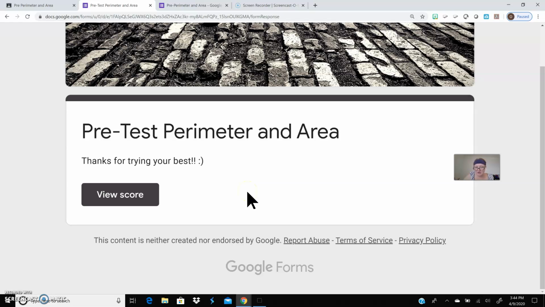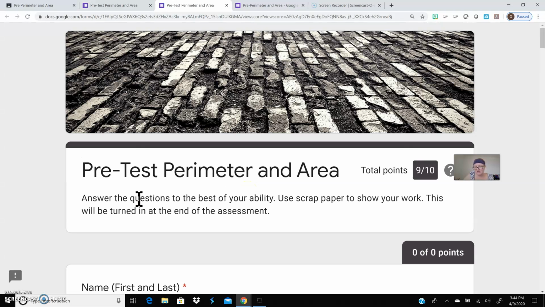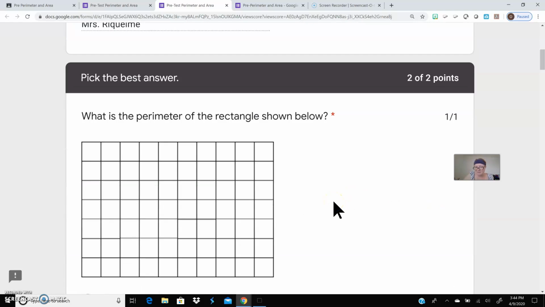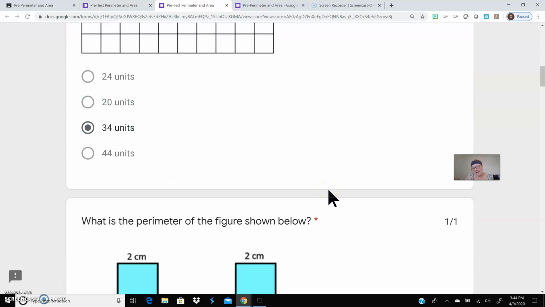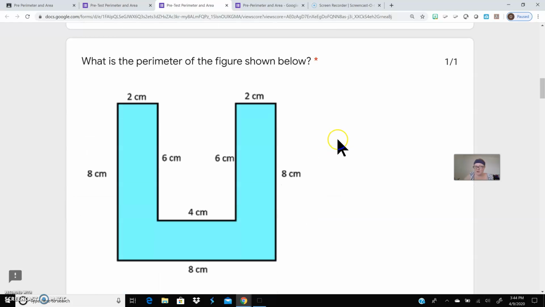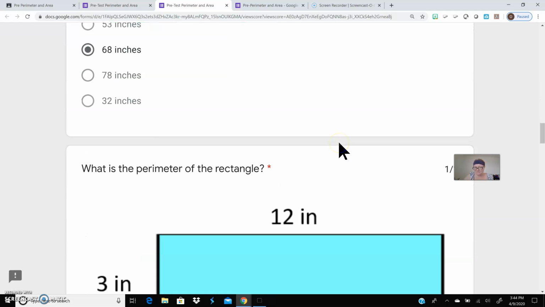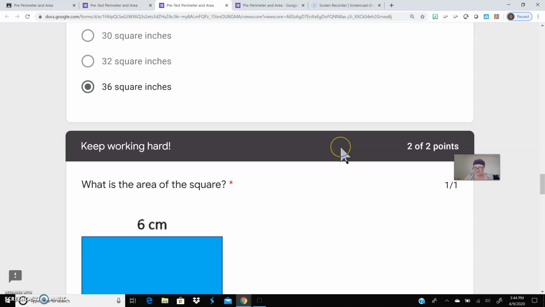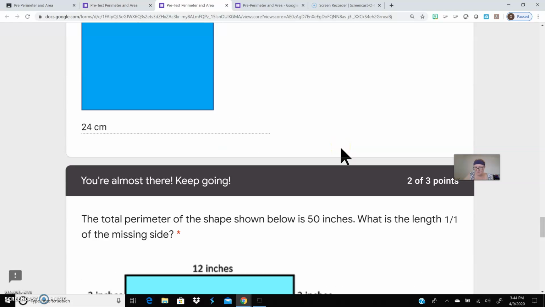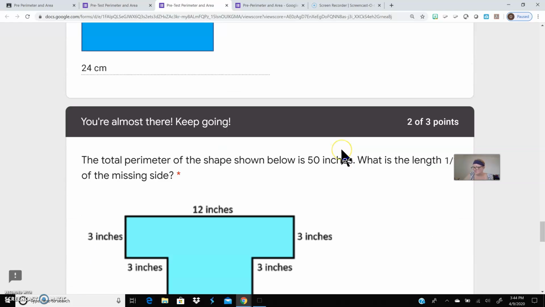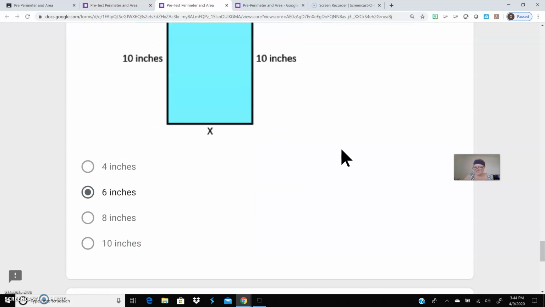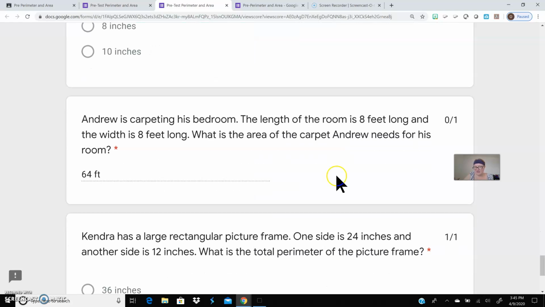Okay, so thanks for trying your best. View my score. Okay, so it tells me I got 9 out of 10. Okay, I'm not going to panic because I have to go back and grade your score personally. So let's look to see what we got wrong. Okay, so it says this one I got wrong.